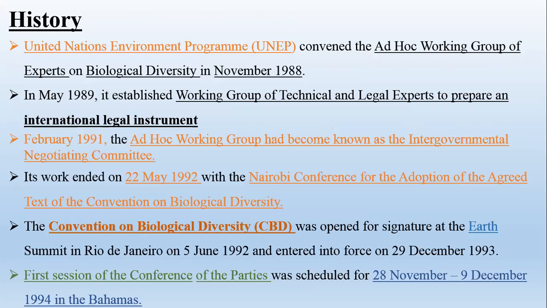When we look at the historical background before the coming of this Convention on Biological Diversity, first of all, the United Nations Environment Programme, that is UNEP, convened the ad hoc working group of experts on biological diversity in November 1988. Okay, so this was the starting or initiation of the formation of the Convention on Biological Diversity, which was in November 1988.